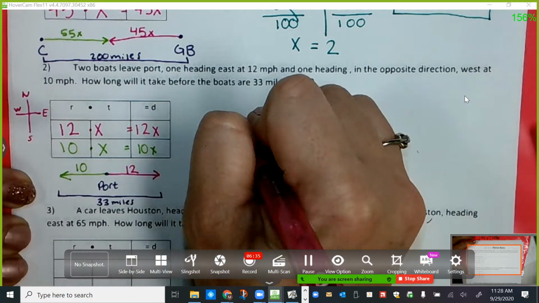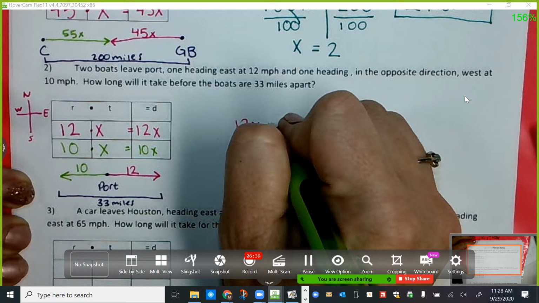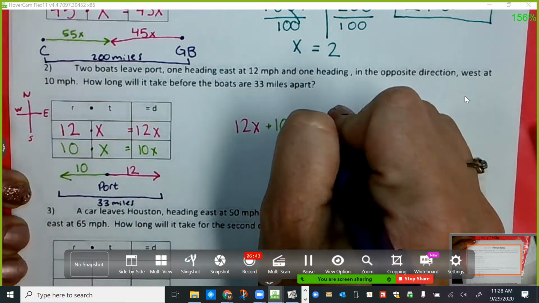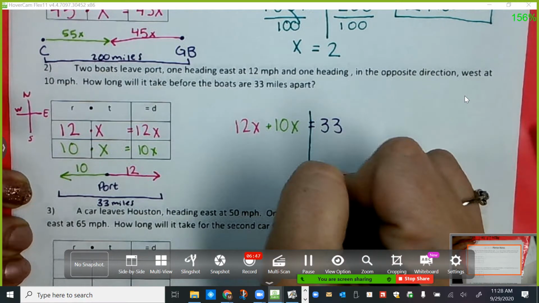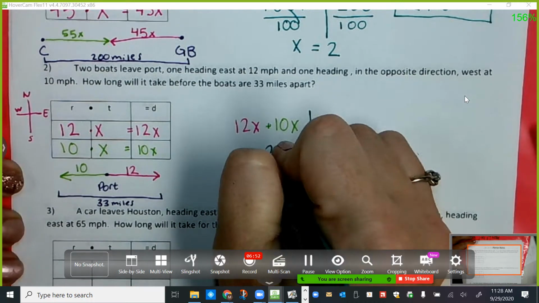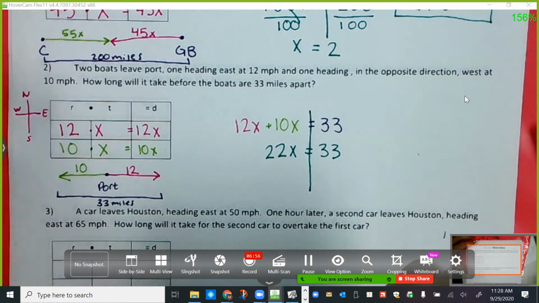So we have 12x plus 10x equals 33. What do I do? Add like terms and then divide. So when we add like terms, we get 22x equals 33. And divide by 22.